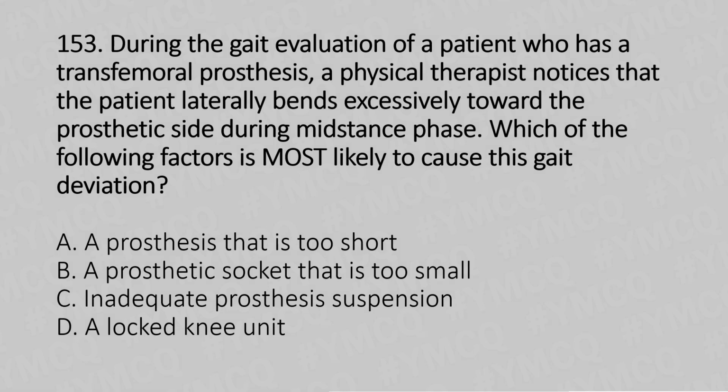Option A, prosthesis that is too short. Option B, a prosthesis socket that is too small. Option C, inadequate prosthesis suspension. Option D, a locked knee unit. And the answer is Option A, prosthesis that is too short.